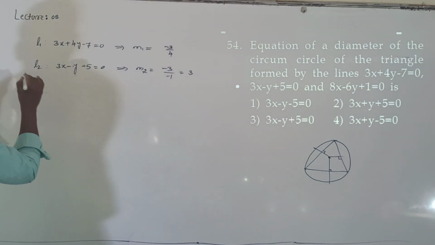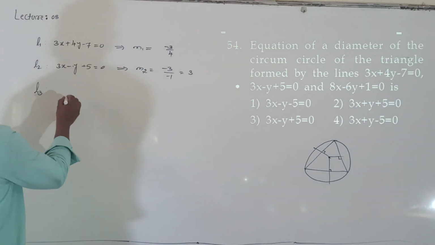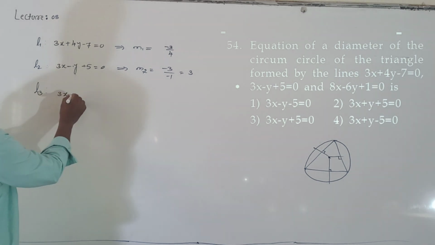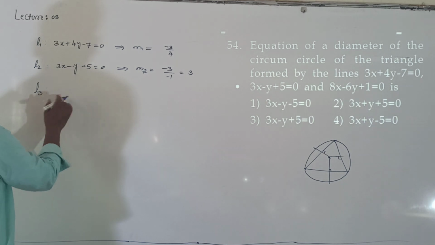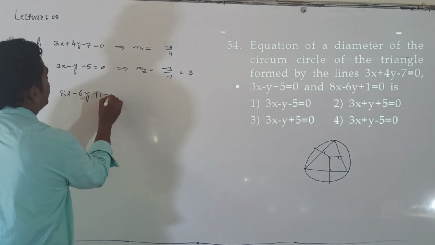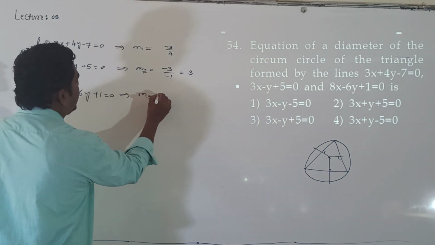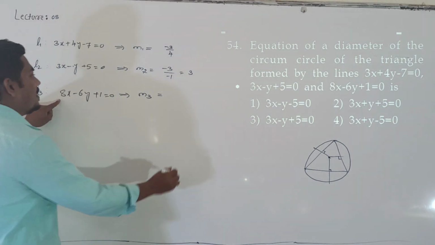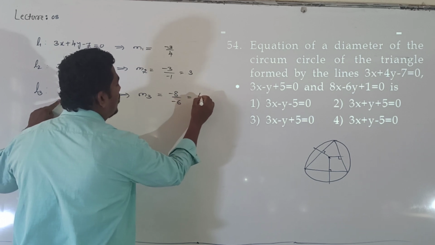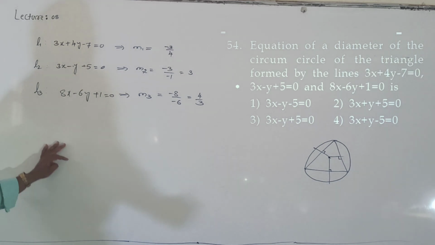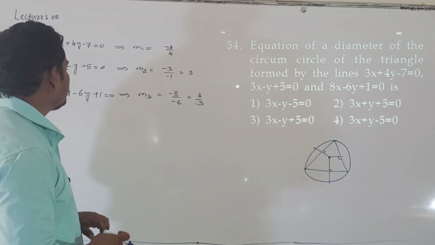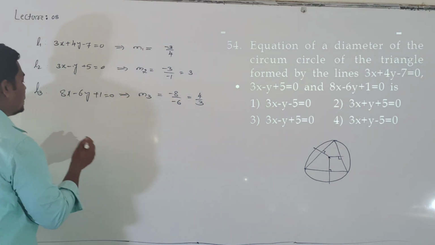And the third line L3, whose equation is also given. Sorry, not 3x, 8x minus 6y plus 1 equal to 0. Its slope is M3, that's equal to minus 8 divided by minus 6, which is equal to 4 divided by 3. Just look at M1 and M3. Is the product of slopes equal to minus 1?